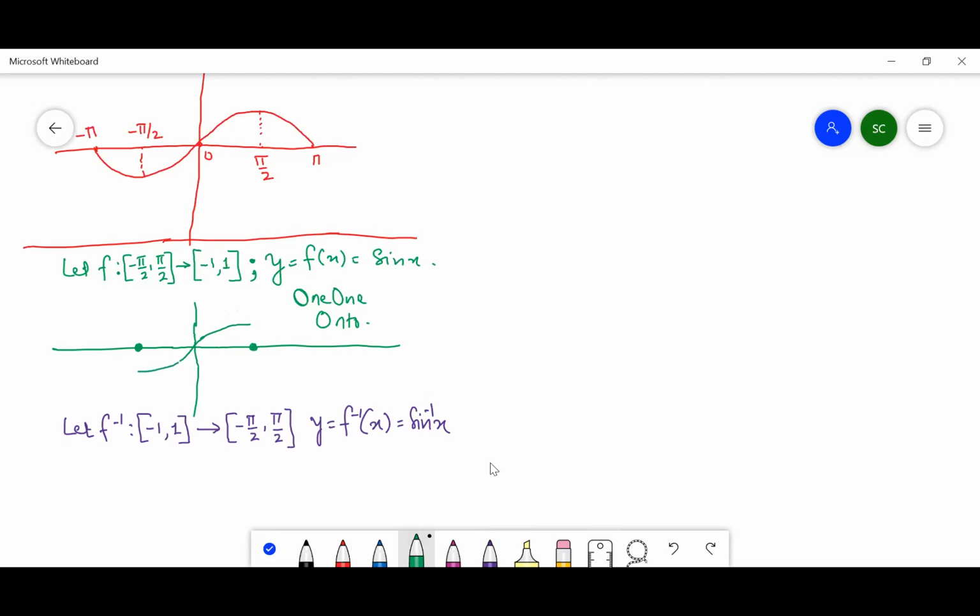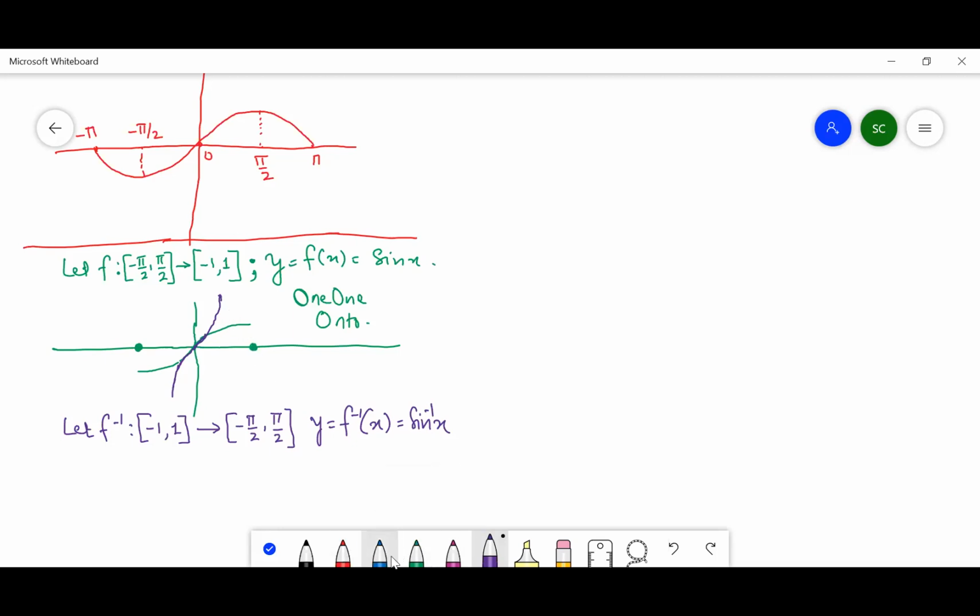Now, in this color we are supposed to reflect in y is equal to x to get the inverse graph. Of course, it is important that they are at 90 degrees to each other. They are at 45 degrees. Okay, so the graph of the inverse function will look like this.